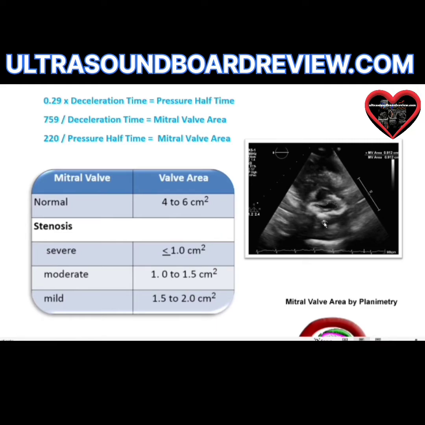The least accurate way is by planimetry, and that's where you would get your short axis view at the mitral valve level. You would scroll to where the mitral valve is opened, and you'd pause it, and you would trace the inside of the orifice, right where the bright area interface meets the darker interface.